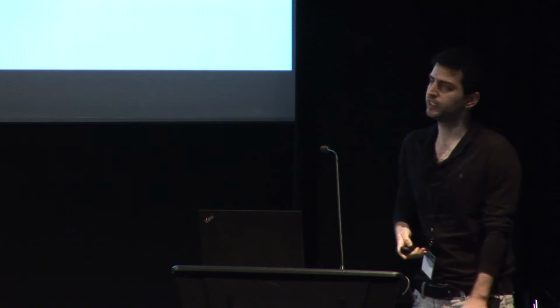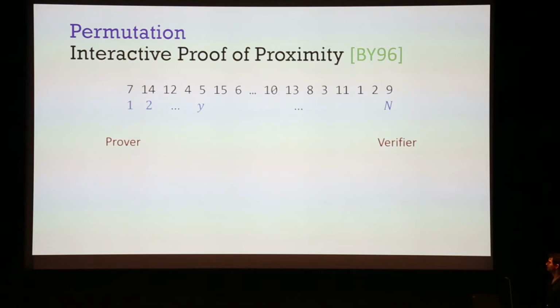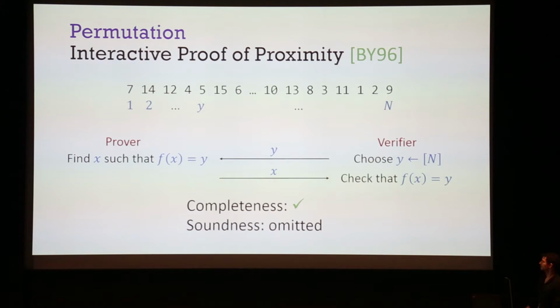Okay, so let's see the interactive proof of proximity for permutation. We have the verifier and the prover, and the verifier chooses a random y. So this y will be in the image of f. It sends it to the prover, and the prover finds a pre-image x of y and sends it back to the verifier. The verifier now checks that f(x) is equal to y. Very simple proof. So completeness is easy. It's very direct.